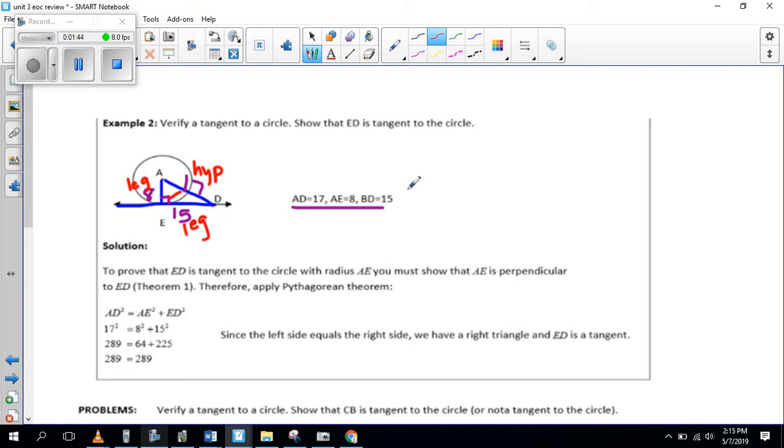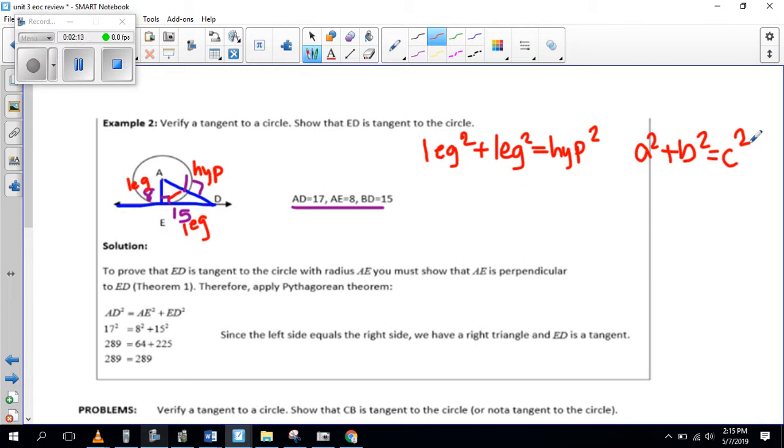And so we can use our modified formula: leg squared plus leg squared equals hypotenuse squared. I love this formula. You won't find this on the formula sheet. Your formula sheet is going to say a squared plus b squared equals c squared. Either formula you like to use, they both work the same way. You just have to know a and b are your legs and c is your hypotenuse.